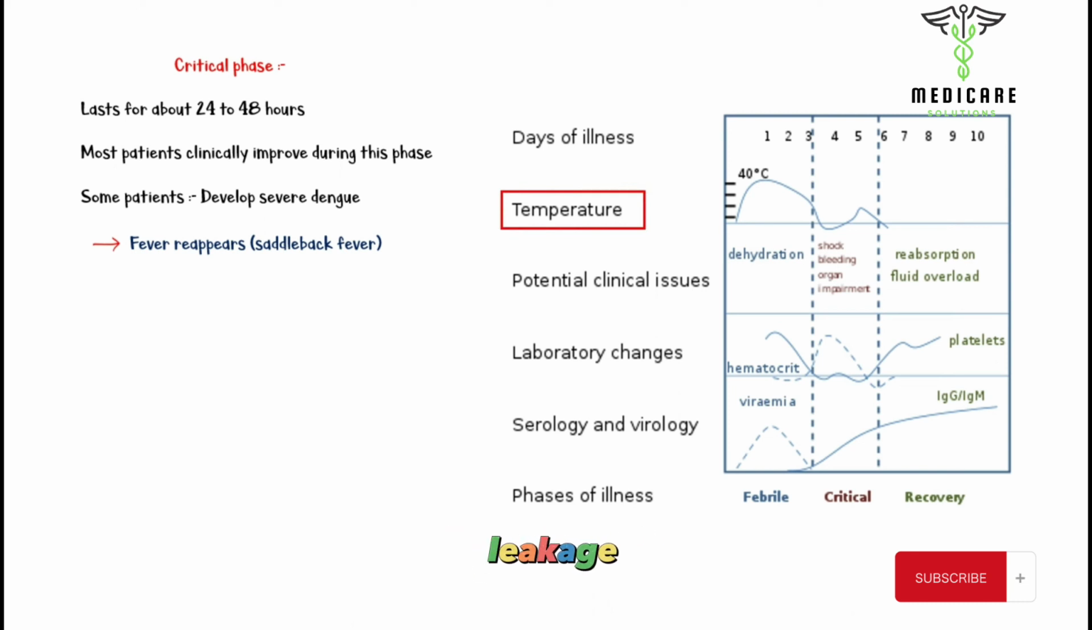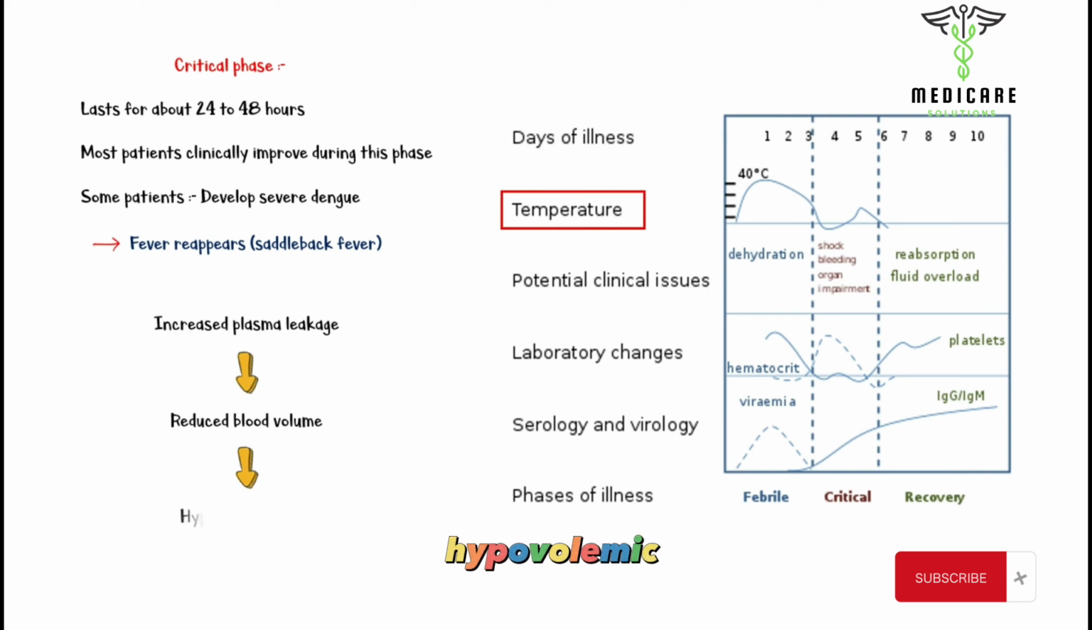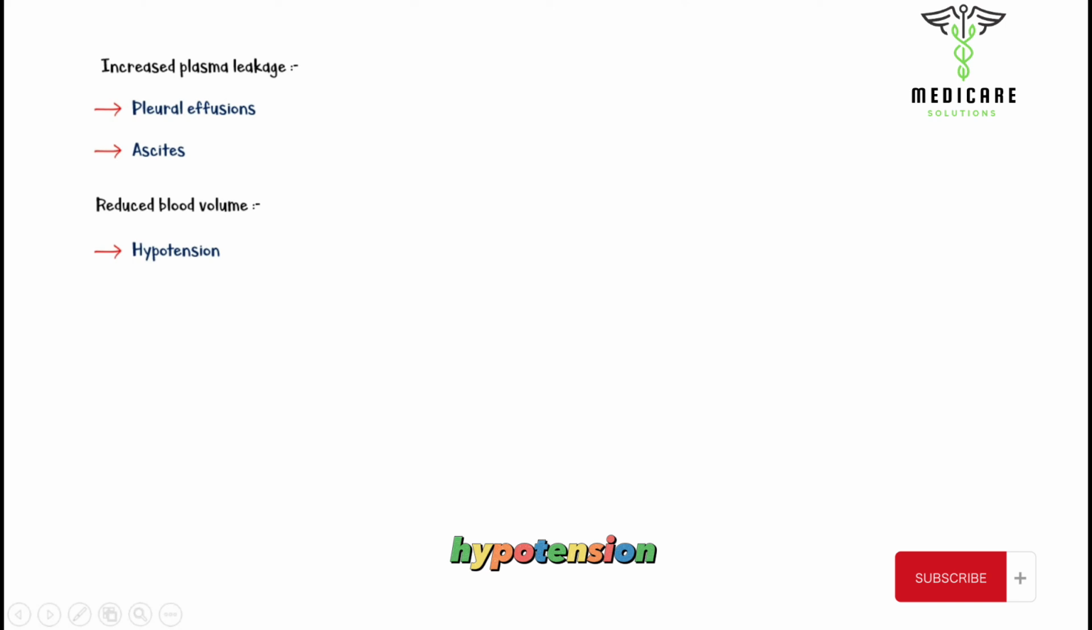Increased plasma leakage leads to reduced blood volume, and ultimately, to hypovolemic shock. Increased plasma leakage also causes pleural effusions and ascites. Due to the reduced blood volume, the patient develops hypotension, tachycardia, tachypnea, and altered consciousness.